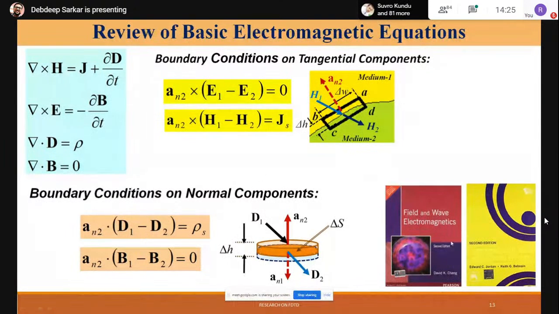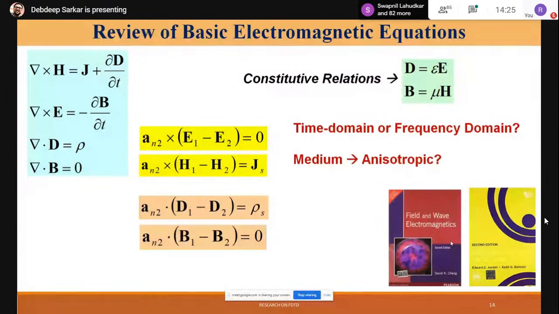People who want to brush up on these things are free to check out the various books which are generally used. And now we have the Maxwell's equations, we have the boundary conditions, and next we need an idea about the constitutive relations. Here we are now including the medium properties itself, whether we have electrical properties or magnetic properties. So how the electric field is related to the electric flux density, and how the magnetic field is related to the magnetic flux density. These are the parameters like epsilon and mu.